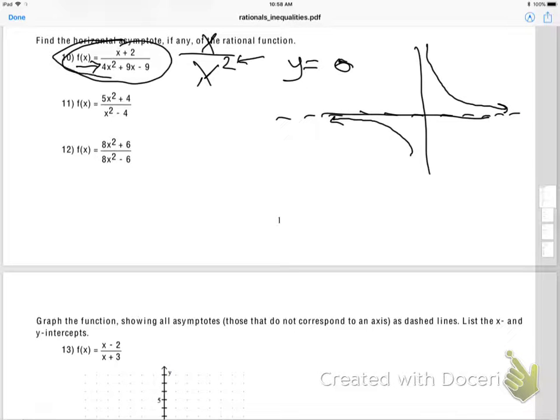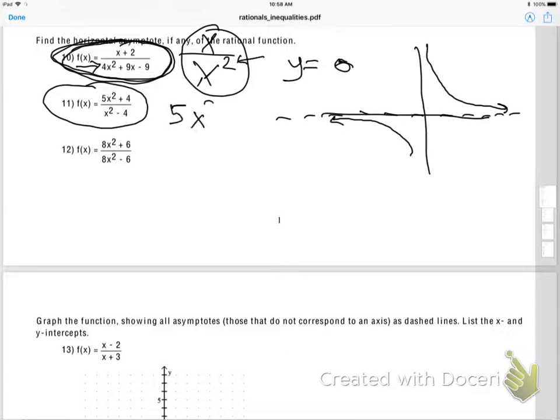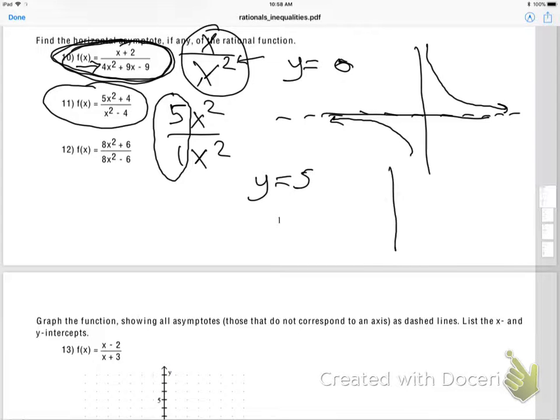So that's the rule for when it's bigger on the bottom, like an x over an x squared. Now how about when they're the same? Can you see this is an x squared over an x squared, but it's a 5x squared over a 1x squared, and what you do is you just look at the leading coefficients. 5 over 1 is 5, so if I had to draw that, it'd be a horizontal asymptote at y equals 5.